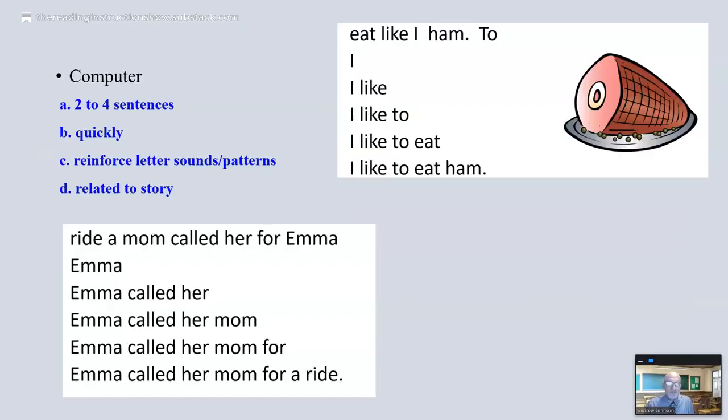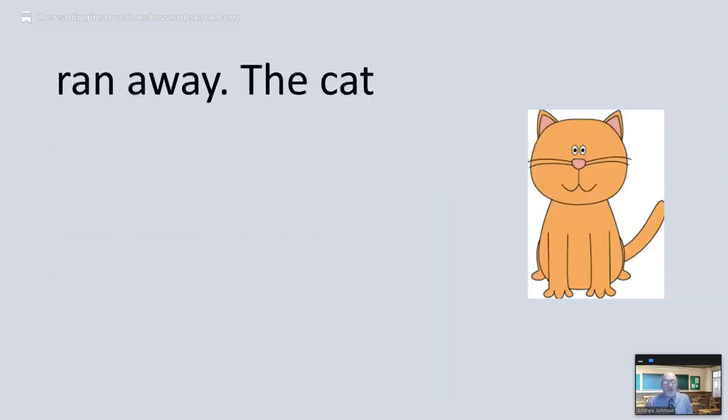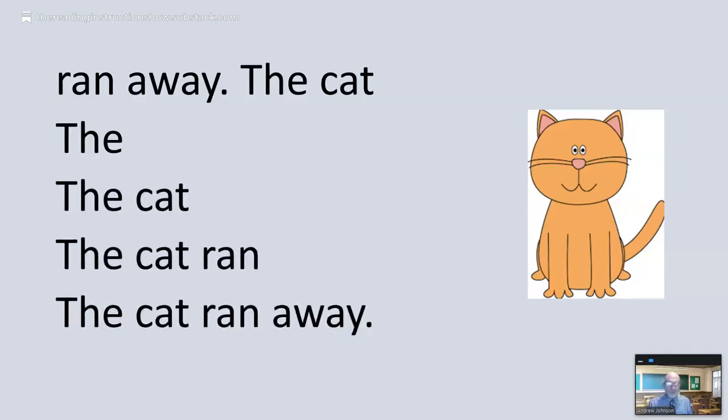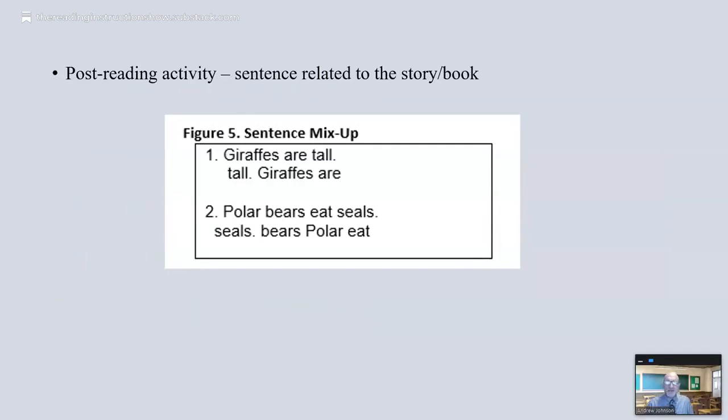Sentence strips. When I do them on a computer, I have 2 to 4 sentences and they can do it quickly. This again is short A, used to reinforce that sound. This could be related to the story, but I tell students, tell me when you know what the sentence is. With younger students, notice I have the capital and the period as clues. Inductively teaches them to capitalize the first letter in the first word of the sentence. Usually about here, students can put the sentence in the correct order. Simple, 2 to 4 minutes, doesn't take long. Do it on the computer.